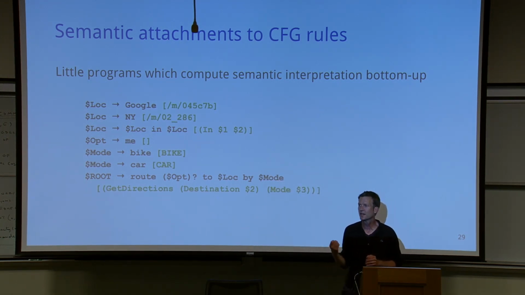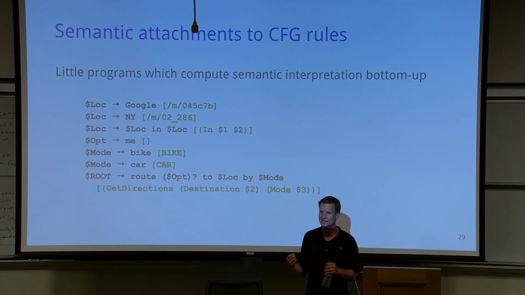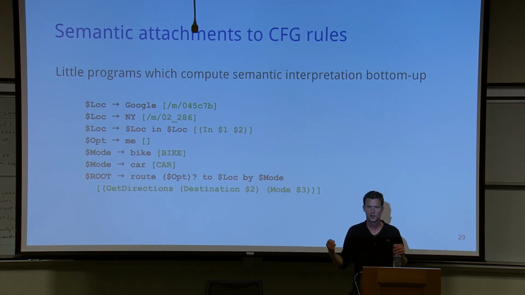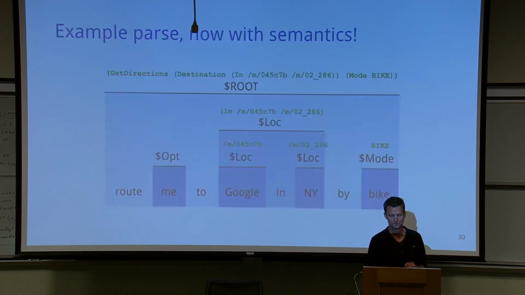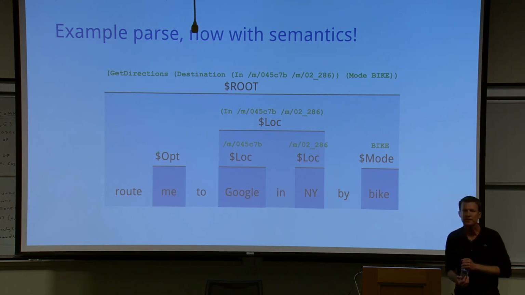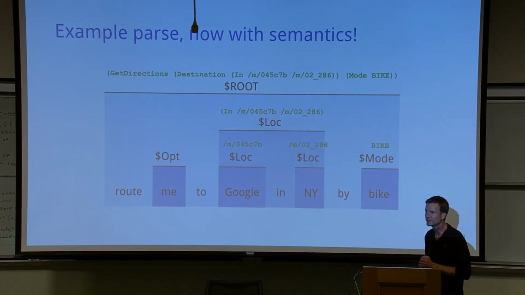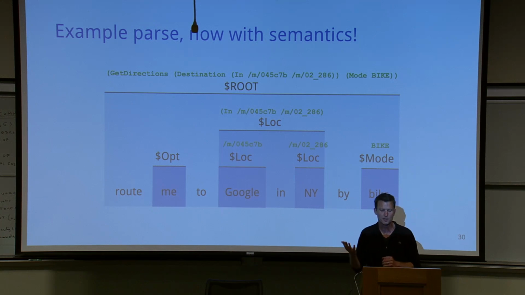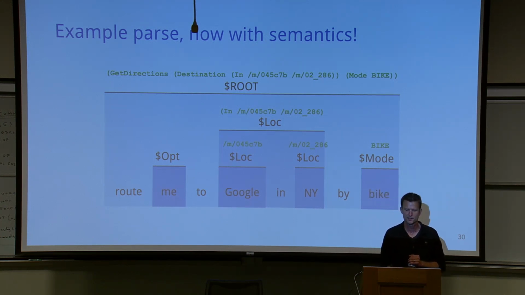So these semantic attachments tell me exactly how to construct my semantic representation from smaller pieces building up to larger and larger pieces. So here's our example parse again, but this time I've added in green the semantic yield associated with each node in the parse tree. By the way, if you're a linguist, this is basically Montague semantics. It's bottom-up, syntax-driven semantic construction.